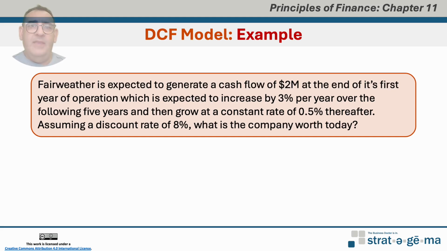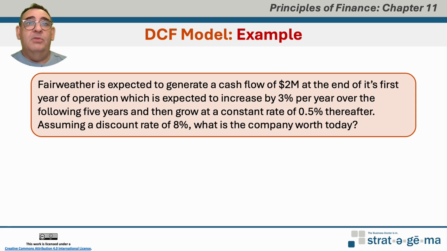I modified the Mayweather question from the textbook because the Mayweather one doesn't include a horizon value that's based on a growth model. So let's call this one Fairweather. It expects to receive a cash flow of $2 million at the end of its first year of operation, and that's expected to increase by 3% per year over the following 5 years, then grow at a constant rate of only 0.5% thereafter. So if we assume a discount rate of 8%, what's the value of Fairweather stock today?